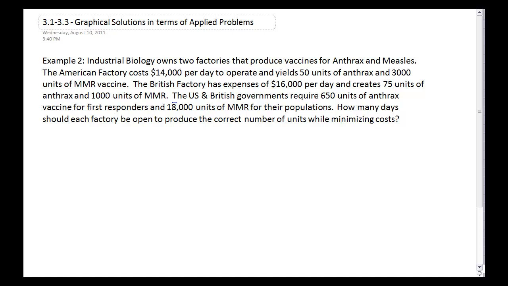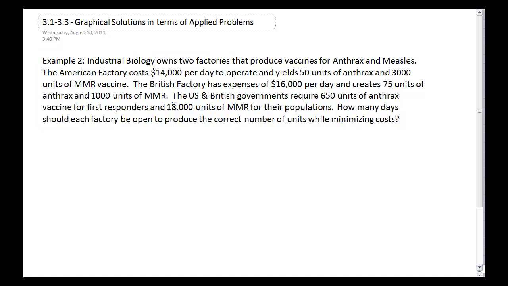Together, the U.S. and British governments require 650 units of anthrax vaccine for first responders and 18,000 units of measles, mumps, and rubella for their populations. How many days should each factory be run open to produce the correct number of units while minimizing costs?